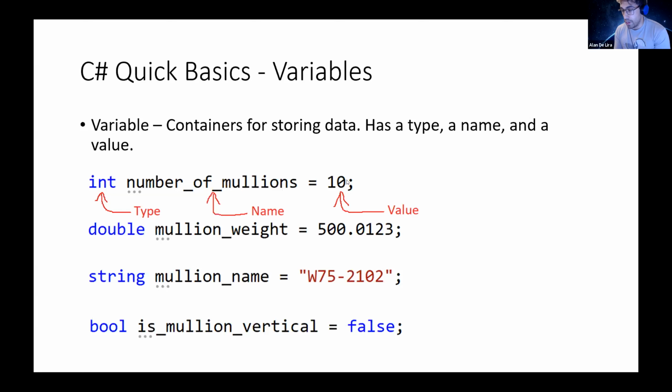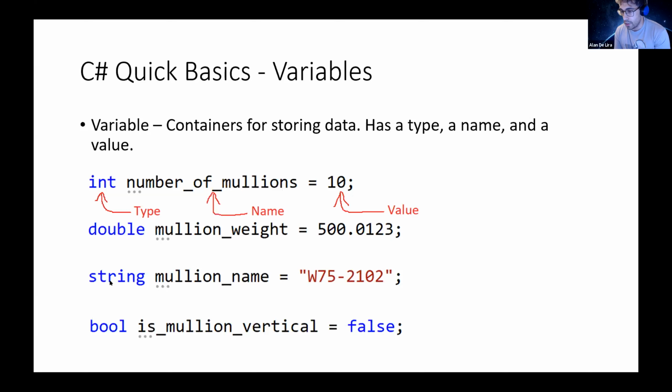There's lots of different other types. I have some other examples here. There's a type double with variable name mullion weight, and it has a value of 500.0123. A double type, as you see, can store decimals, whereas the int can't. It can only store an integer.